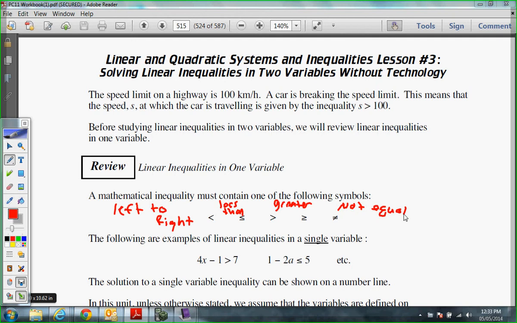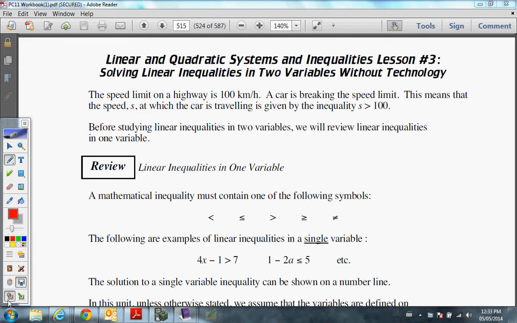And then these are an example of just having a single variable. When you have single variables, they're a little bit easier. You just solve for x. So this would be 4x minus 1 is greater than 7. 1 minus 2a is less than or equal to 5. And we would just solve, with the main rule being: divide or multiply by a negative, you have to flip the inequality.